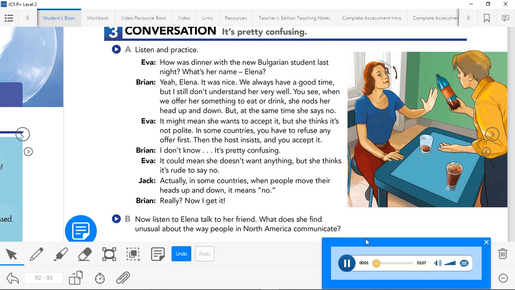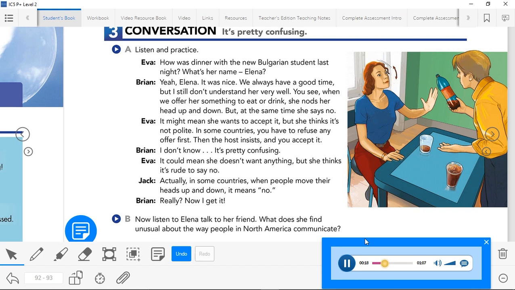Unit 14. Now I get it. Page 93. Exercise 3. Conversation. It's pretty confusing. Part A. Listen and practice.